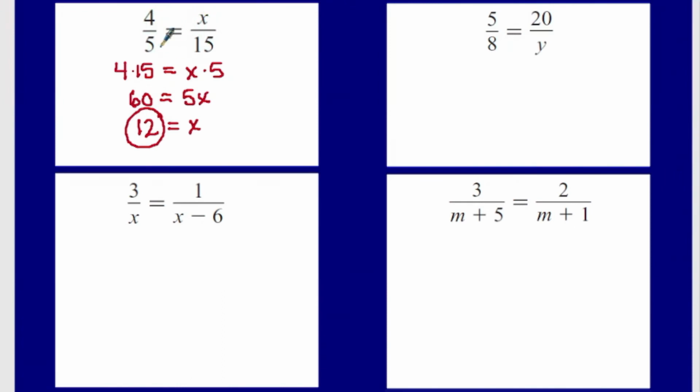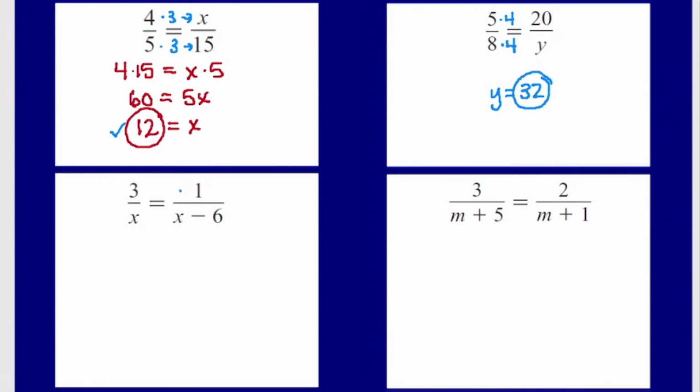But one thing I noticed was, did you see that 5 times 3 would give us 15? And 4 times 3 would give us 12. So I'm pretty confident that 12 is going to work. So that's almost a shortcut, right? 5 times 4 gives me 20. So 8 times 4 would give me 32 for y.